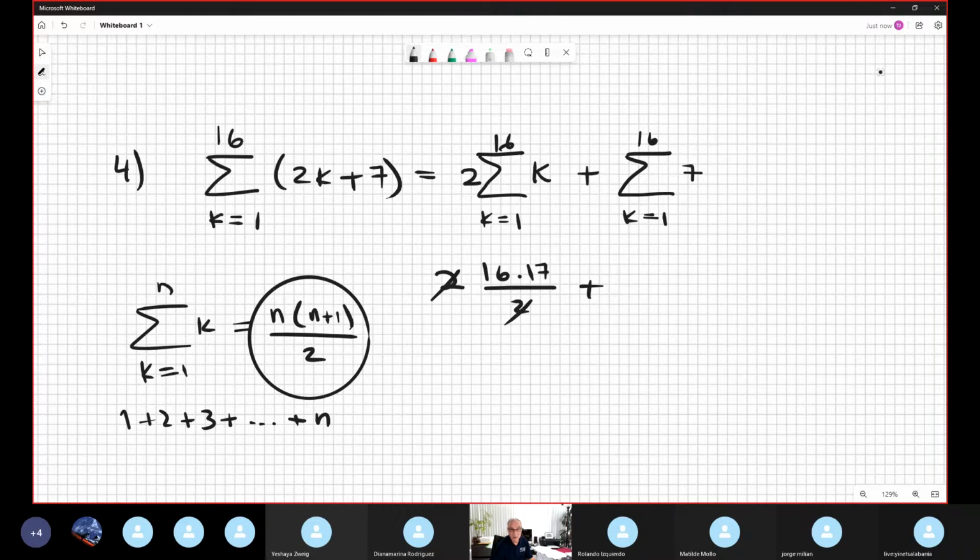No, that formula is multiplication. This is 16 times 7. Entonces this is 272. Put in the calculator maybe, plus multiplication is 112, and together is 384. Any question?